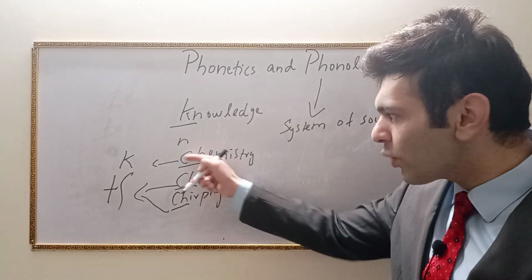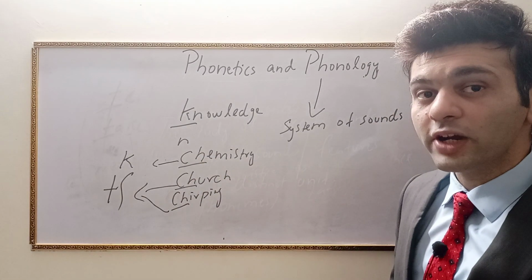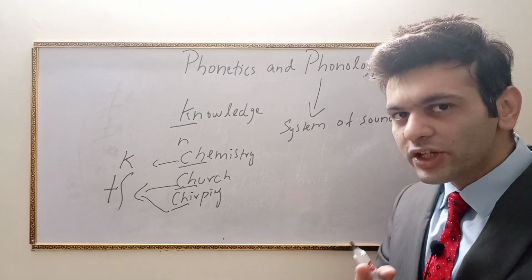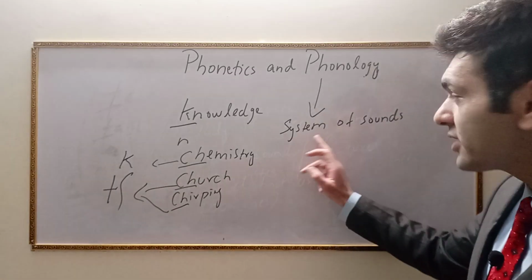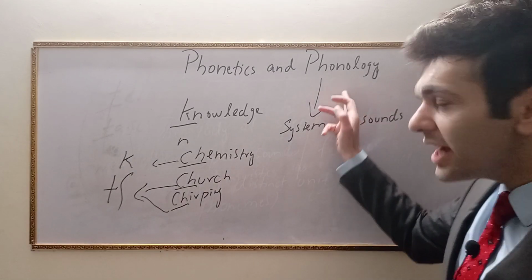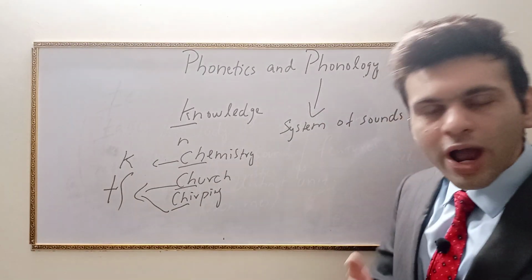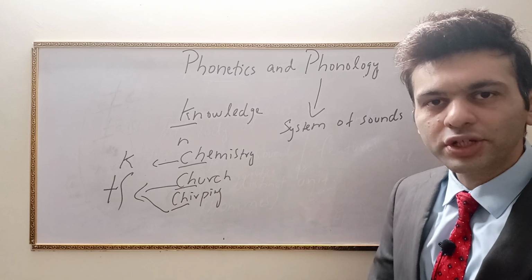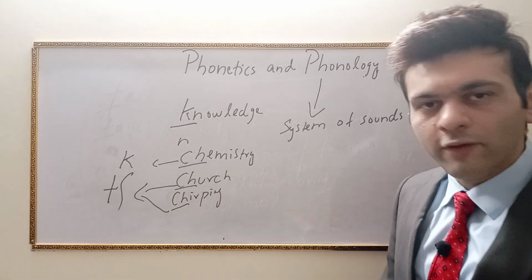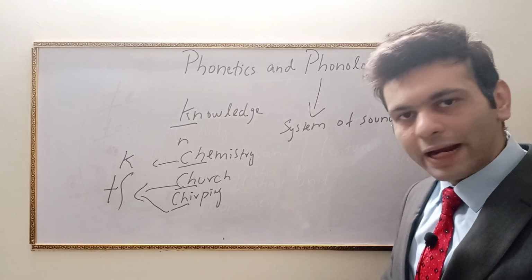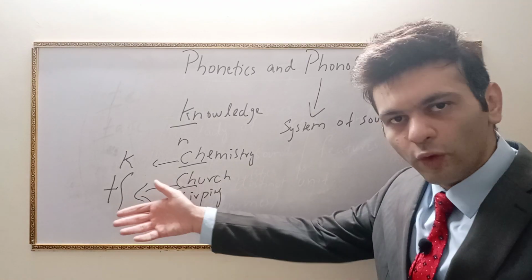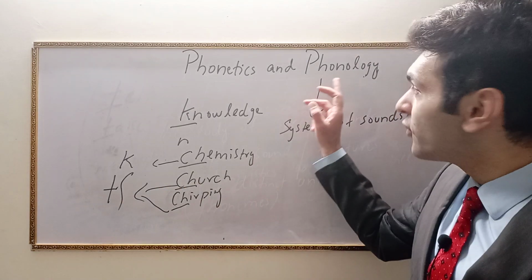So the sound sequences might be the same, but the phonemes are different. This is the problem. This is how we refer to the concept of system of sounds. It deals with the idea of how a native speaker unconsciously knows about his L1. For example, what should be the first phoneme, what should be the second phoneme, third, fourth, and so forth. That's the idea of phonology.